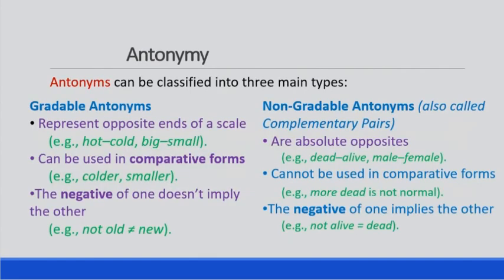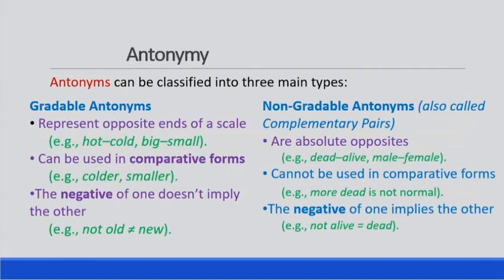Antonyms can be classified into three main types. Gradable antonym means the words represent opposite ends of a scale. For example, hot, cold, big, small. They can be used in comparative form: colder, smaller. The negative of one doesn't imply the other. For example, not old is not the opposite of the word new. Not old does not mean new.